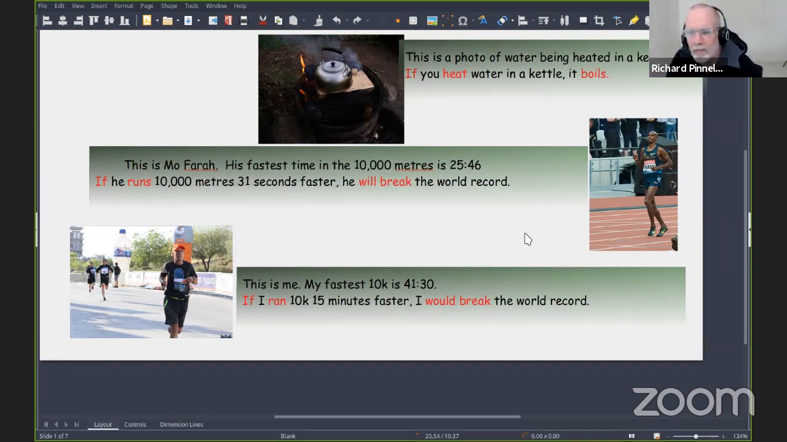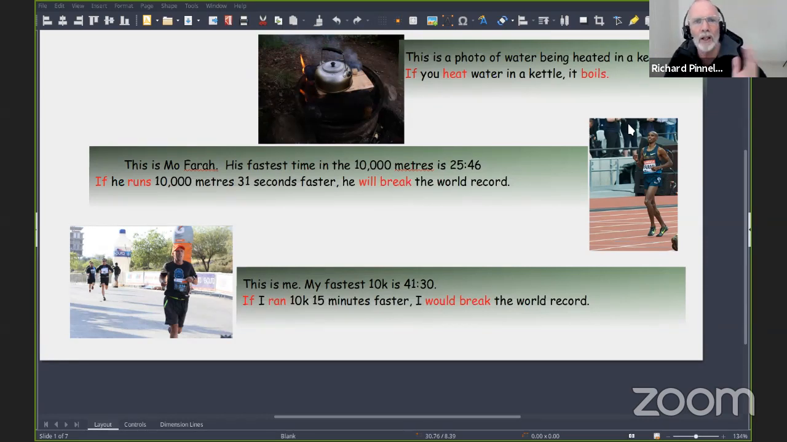Basically, we have zero conditionals, the first conditional, the second conditional, the third conditional, and we also have mixed conditionals. Today we're going to be looking at the third conditional and mixed conditionals. But before we look at that, let's remind ourselves of what conditionals are and the three other types that we won't be looking at today, because these are more simple.